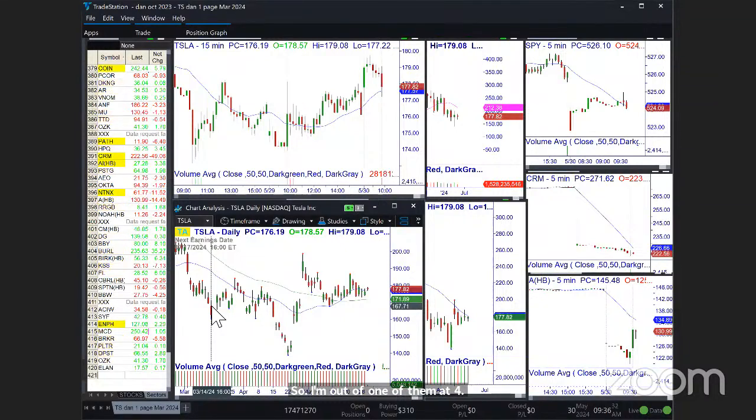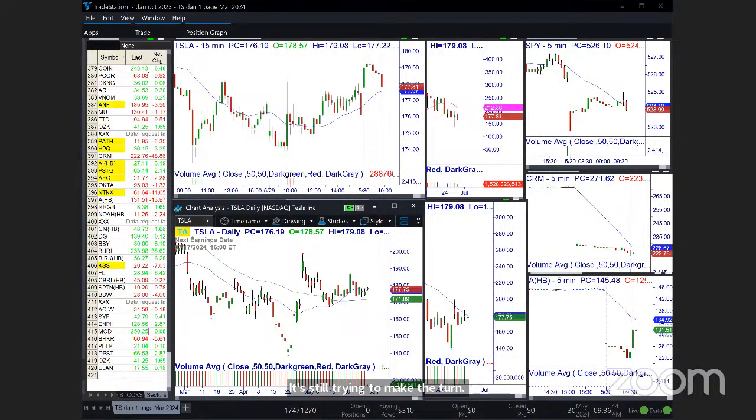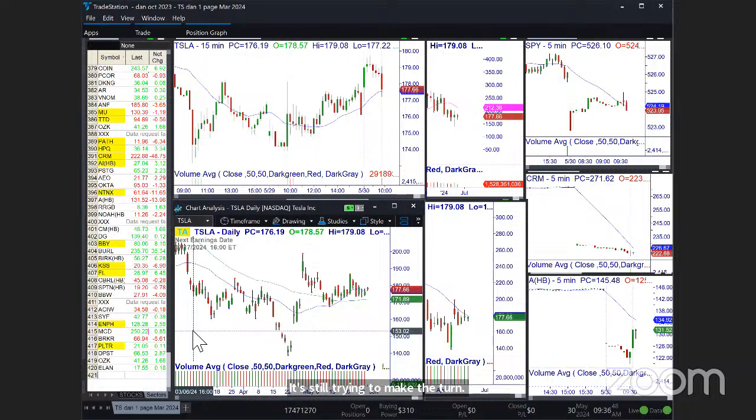Yeah, Greg, Mark Paninsky just texted me this Tesla. So yeah, it's still trying to make the turn. I saw the ticker go by this morning. I got an alert at the top of the red bar on 523.